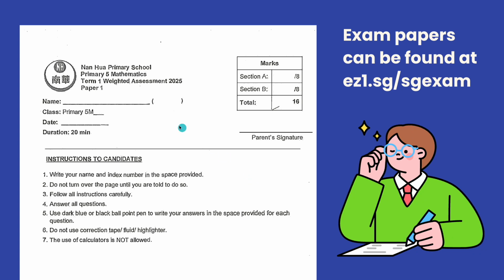In this video, we're going to go through the Nanhua Primary School Primary 5 Mathematics Term 1 Weighted Assessment 2025.